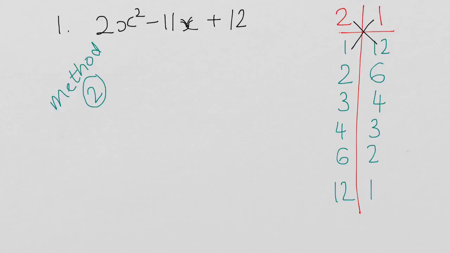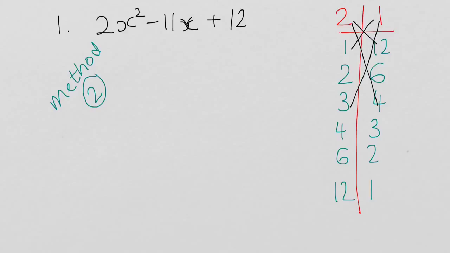Then try the next one. So we have 1 times 3 is 3, and 2 times 4 is 8. 3 add 8 is 11. Okay, so we're looking at the 3 and the 4. We know that's what we want, that's what we're looking for.